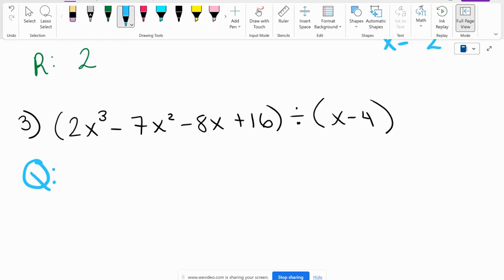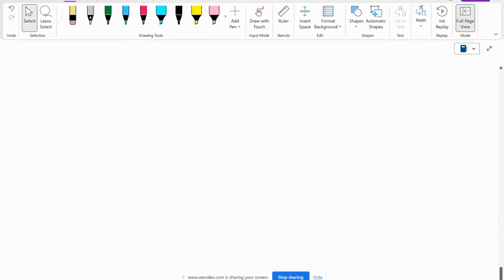Okay, what did we get? Is it 2x squared plus x minus 4? I got the same. Any remainder? No. So what is this telling us? What conclusion can we make here? It is a factor. X minus 4 is a factor. So there is something times x minus 4 that will give us 2x to the third minus 7x squared minus 8x plus 16. All right, so that brings us to something called the factor theorem.